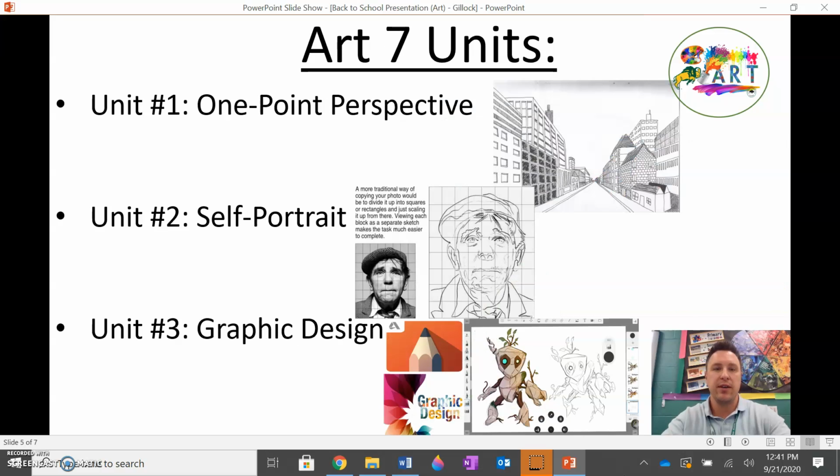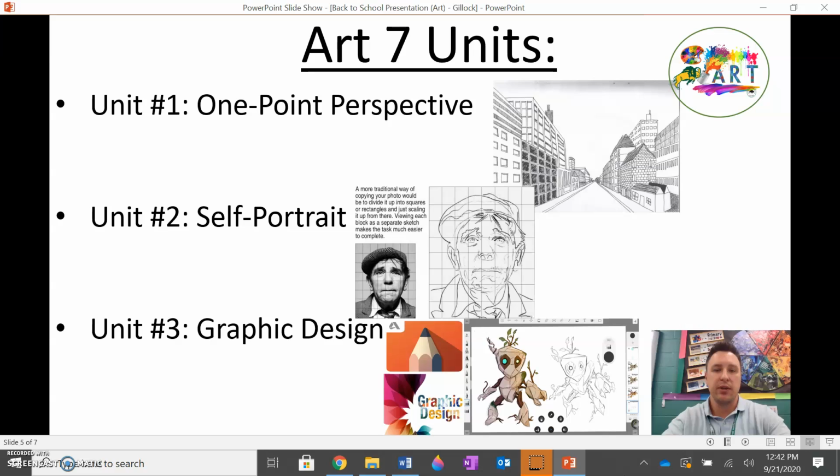Moving to Art 7, they're going to do 1-point perspective, which is a type of linear perspective, which shows depth and space. It creates the illusion that the viewer is actually in the artwork. So you can see the cityscape at the top right. That's a fun one. Unit 2 is the self-portrait.